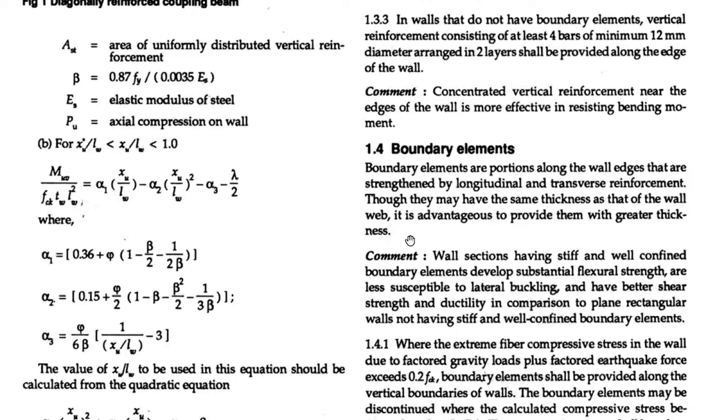Boundary elements are portions along the wall edges that are strengthened by longitudinal and transverse reinforcement. Though they may have the same thickness as that of the wall web, it is advantageous to provide them with greater thickness.